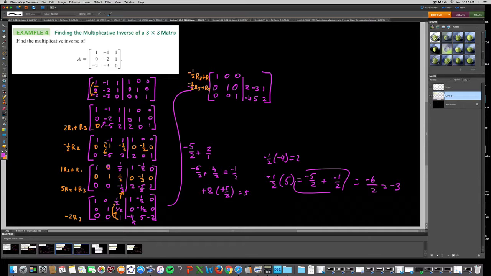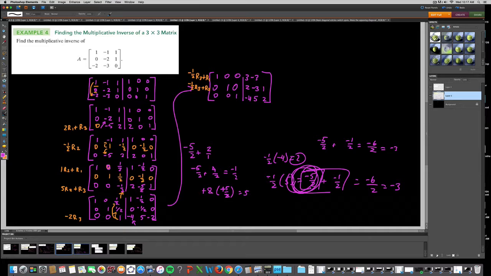We're doing a negative a half times row 3 again, but adding it back to our first row. So when we did negative a half times a negative 4, we got a positive 2, and 2 plus this 1 that was up here is 3. If we do negative a half now times a 5, we got negative 5 halves, and we're adding that back up to this entry here. So this time we get a negative 5 halves plus a negative a half. Again, we get negative 6 halves, which is a negative 3. So we get a negative 3 here.